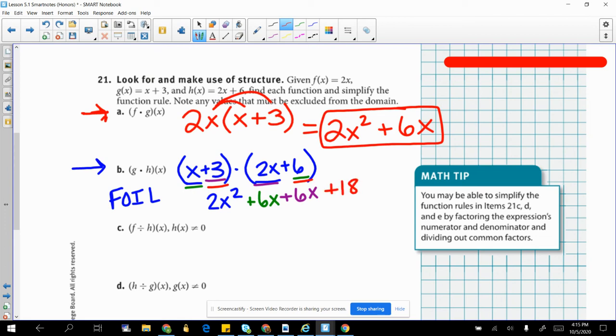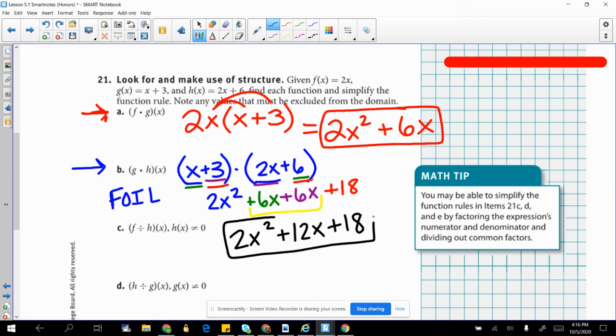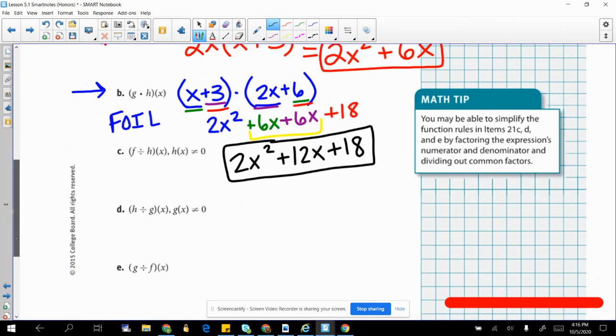Then you're going to combine like terms to simplify. So we've got some like terms right here. So your final answer would be 2x squared. 6x plus 6x is 12x. And then plus 18. And that would be your final answer. Okay. All right. Now I told you I would show you another way.